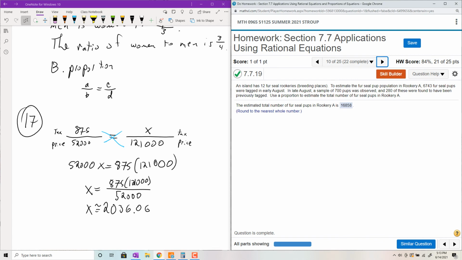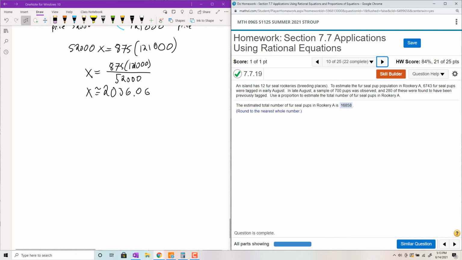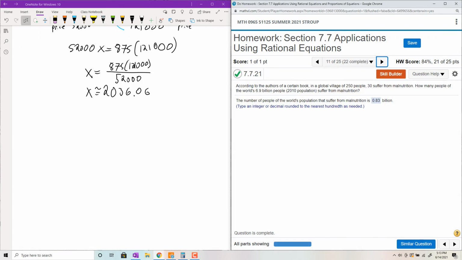There was one that had huge numbers in it. I just want to find that one. Oh, here, this one. So in this problem, we have a global village. In a village somewhere, everybody is starving. There's only 250 people in the village, but out of that 250, 30 are starving.